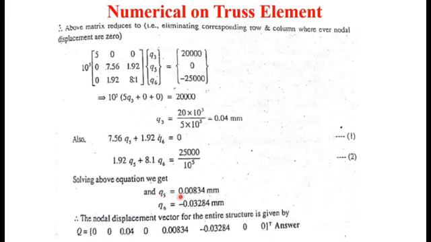Therefore q5 is equal to 0.00834 mm, q6 is equal to minus 0.03284 mm. So after calculating these displacement values, the nodal displacement vector for the entire truss is q equals 0, 0, 0.04, 0, 0.00834, minus 0.03284, 0, 0 transpose. This is the q matrix, that is the displacement matrix.